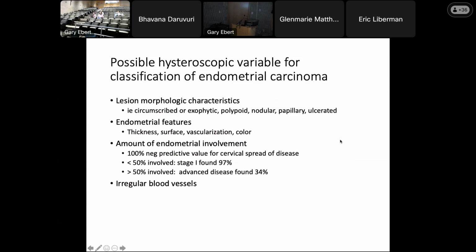The studies have looked at different lesion morphology, such as circumscribed, polypoid, nodular, papillary, and ulcerated lesions, the endometrial surface, the thickness, the vascularization, and the color of the lesions. If they're whitish or grayish, they're more likely to be cancer. In terms of involvement of the endometrial cavity, which is something you can gain by hysteroscopy, not by blind biopsies or office endometrial biopsies, they found that if less than 50% of the lining is involved, 97% of the time it's stage 1. If more than 50% is involved, your chance of finding greater than stage 1 is about 30%.